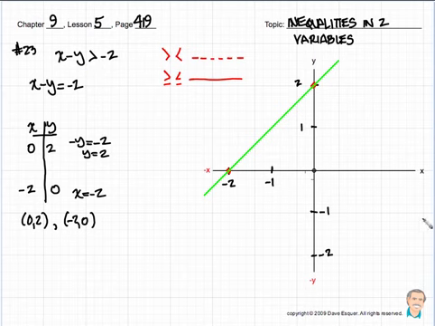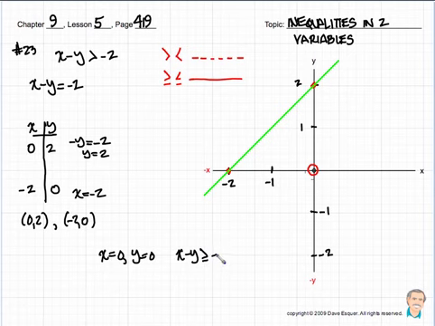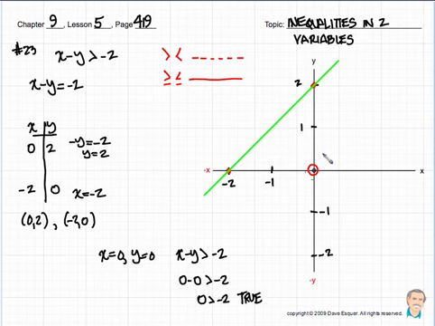So here's where, with this inequality, we have to test my favorite point, 0, 0. We're going to make x 0. We're going to make y 0. We're going to stick it up here into our inequality. So we have x minus y is greater than negative 2. So we have 0 minus 0 is greater than negative 2. 0 turns out to be greater than negative 2, so that is a true statement. So when we test this inequality for 0, 0, we find out that 0, 0 makes this true.